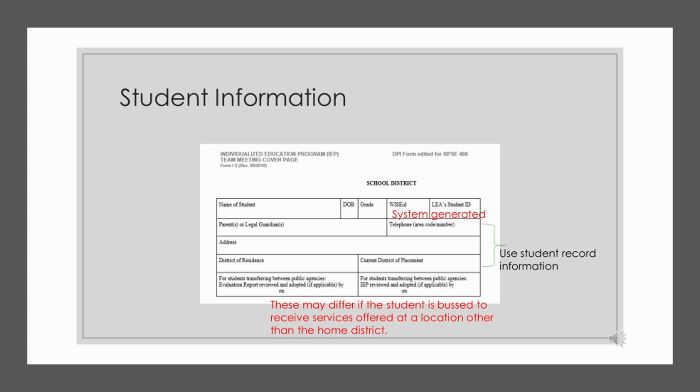The beginning sections of the IEP document give a basic overview of the student information system data: name, date of birth, grade, ID, parent name, contact information, and district/service placement. Note that there might be a discrepancy between the home district and the current district of placement, particularly in cases where the student receives transportation to another location to receive services not available in the home district.